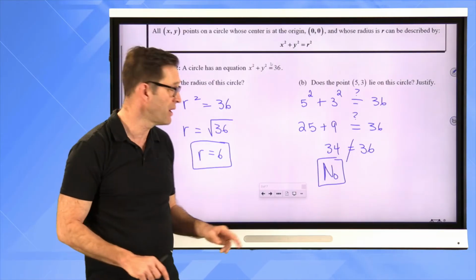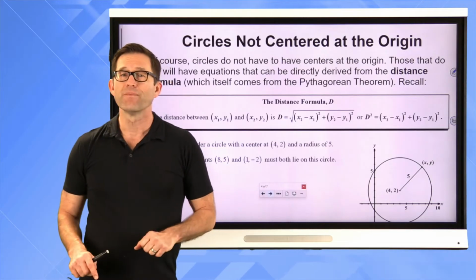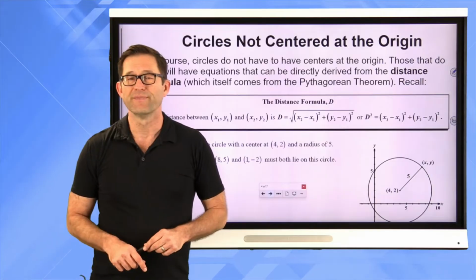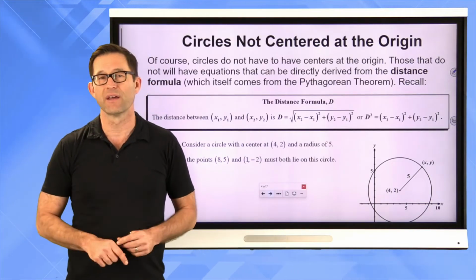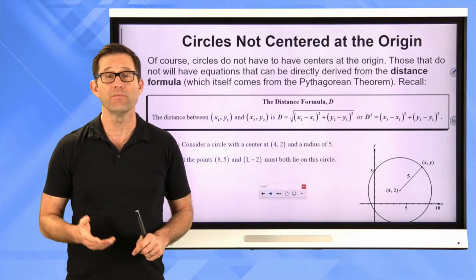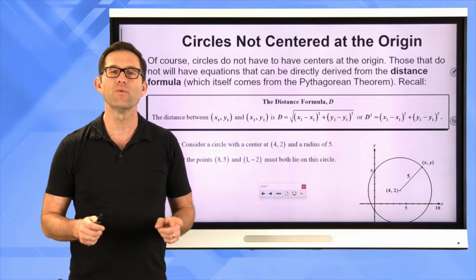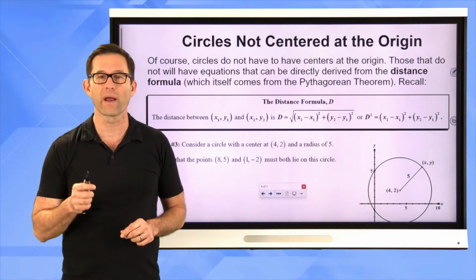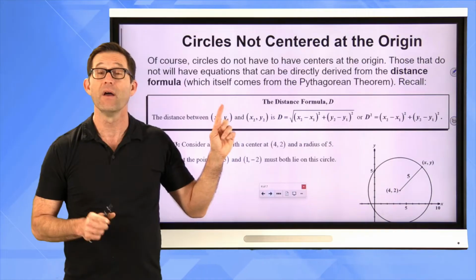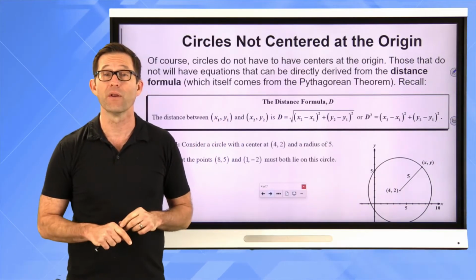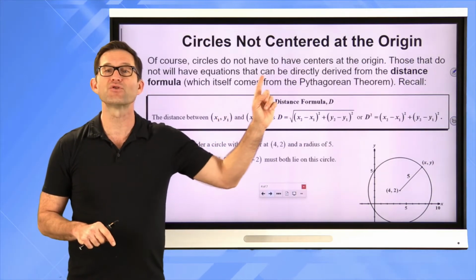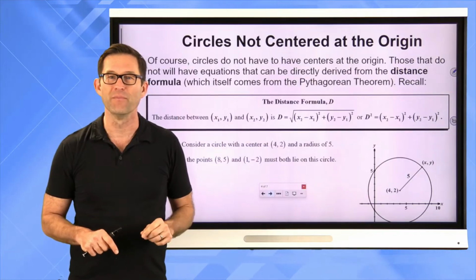All right, simple enough. Now, circles not centered at the origin. Now, of course, circles don't have to have centers at the origin. It's very convenient when they do, but they don't have to. Those that do not will have equations that can be directly derived from the distance formula, which, recall back from Unit 5, itself comes directly from the Pythagorean theorem, all right?